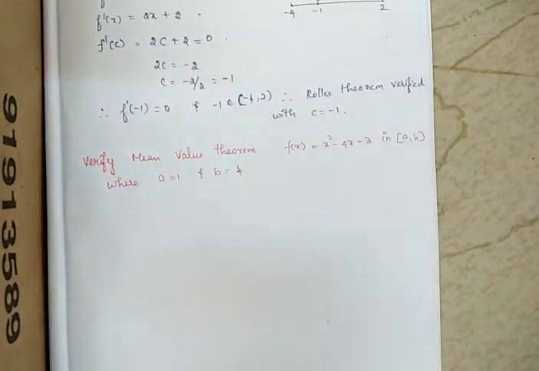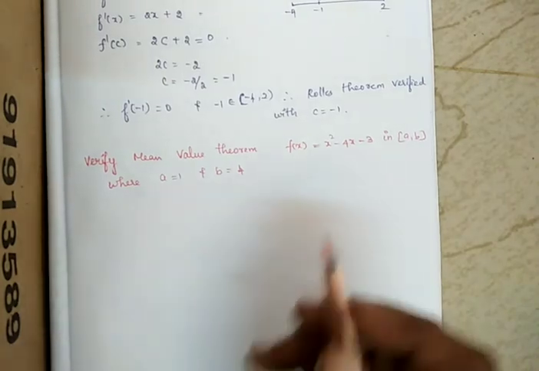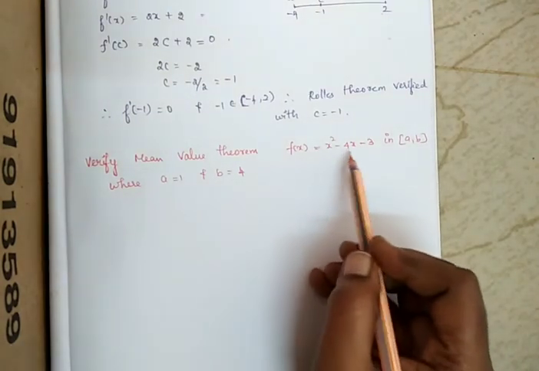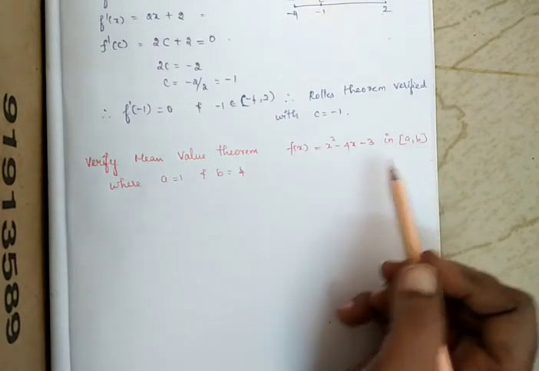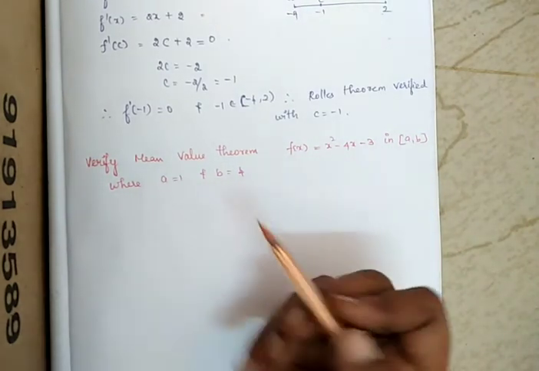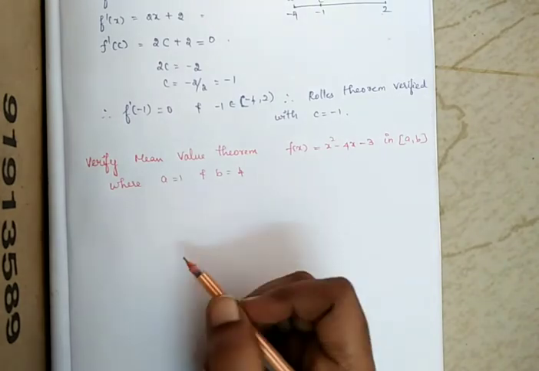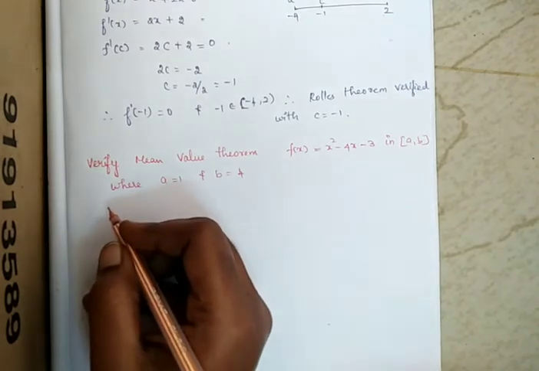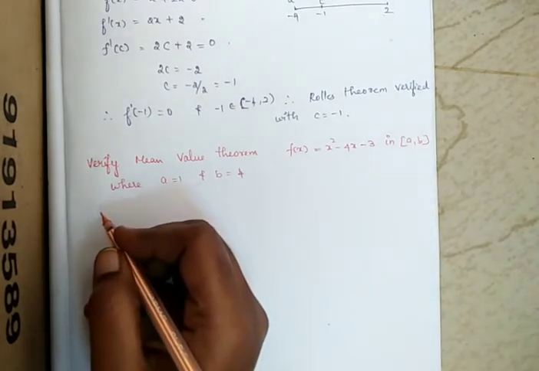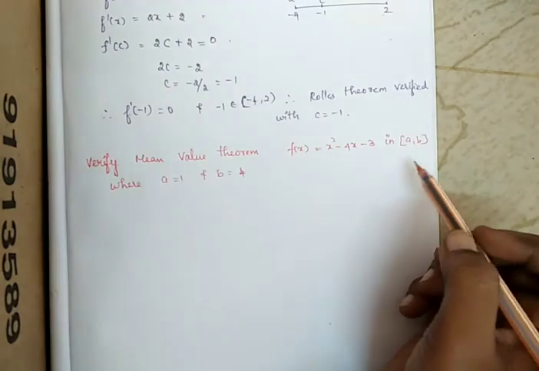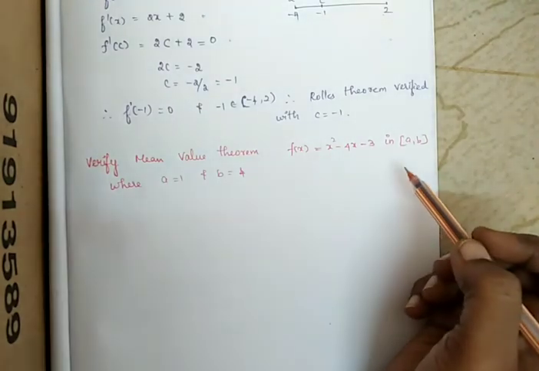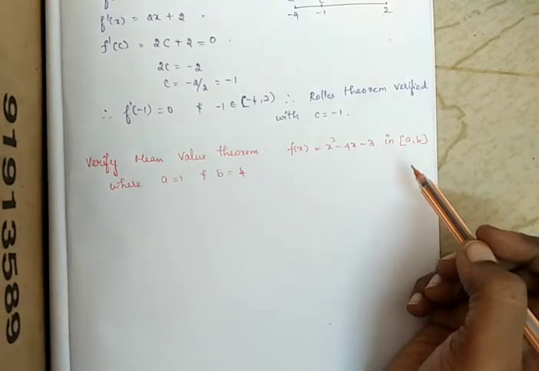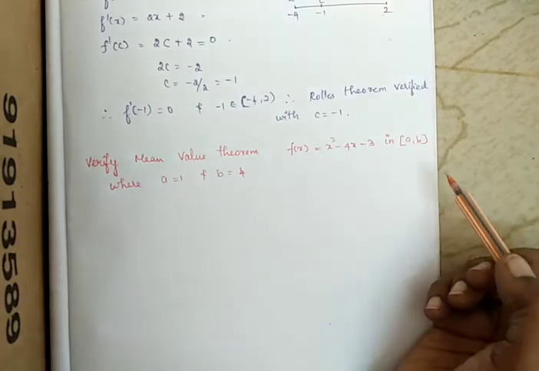Next let us verify mean value theorem. Given is f of x equal to x square minus 4x minus 3 in closed interval a comma b, where a equal to 1 and b equal to 4. This is the function given for us. Now we know the definition of mean value theorem. The function should be continuous in closed interval a comma b, differentiable in open interval a comma b, and f of a value and f of b value should be different. In that case we have to find f dash of C, and C value also we have to find out. That is what my definition says here.